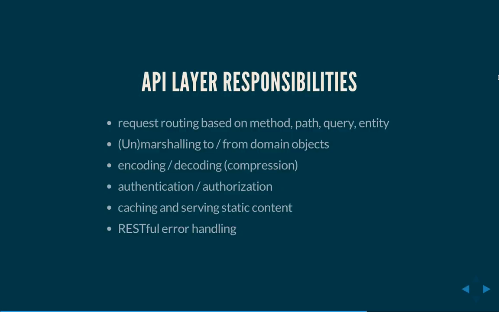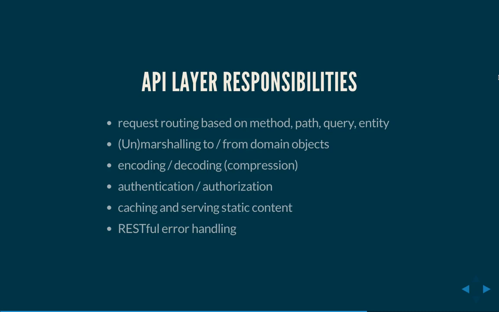So this means that when we look at the responsibilities of your API layer, we have things like request routing, as I said before, where based on certain properties of the request, certain logic needs to be associated with these types of requests. So based on the method of the request, the path, the query parameters, or the content of the request, you want certain logic to be run.